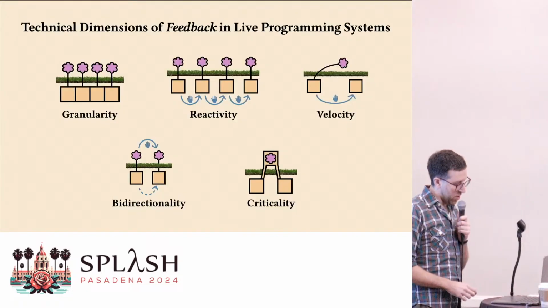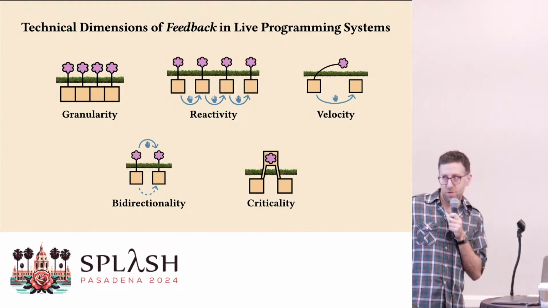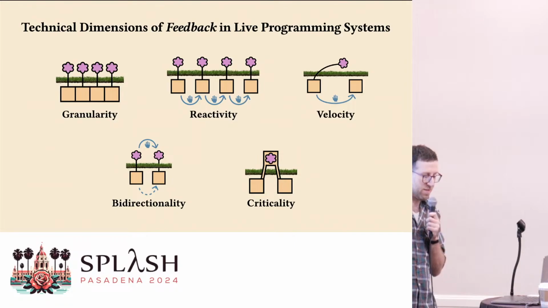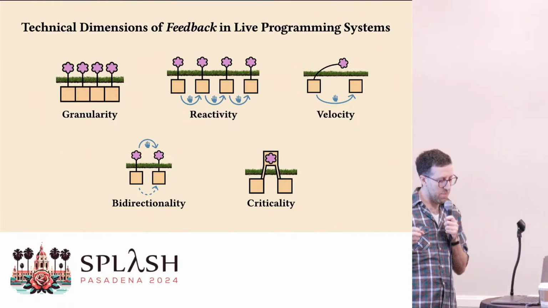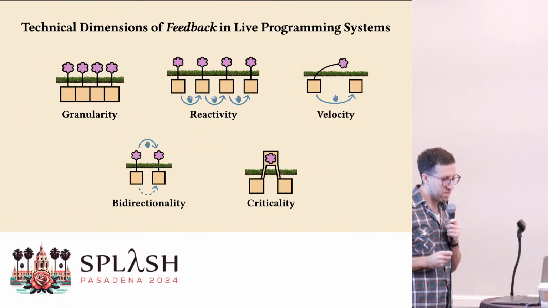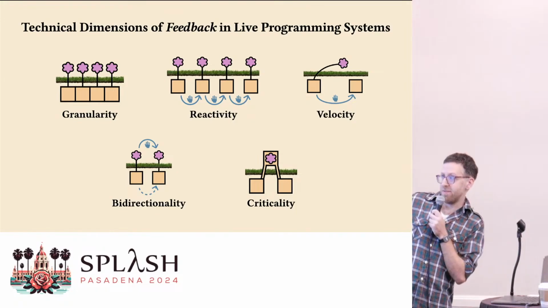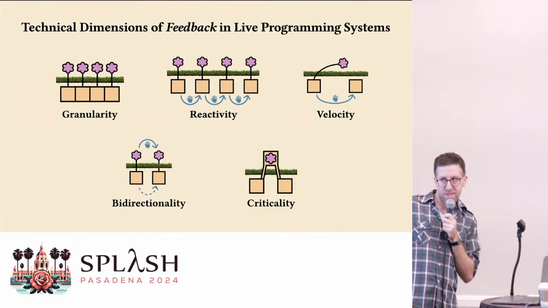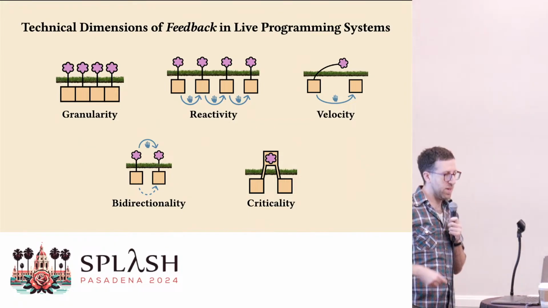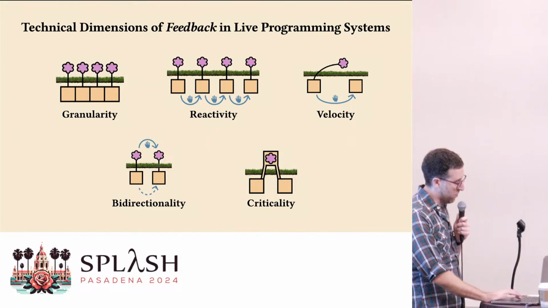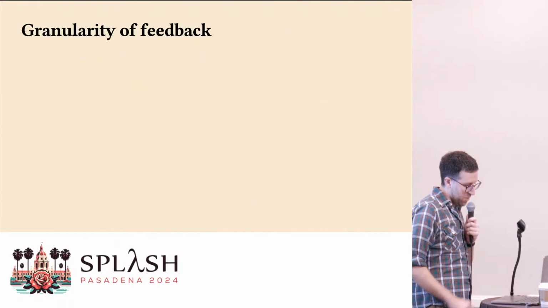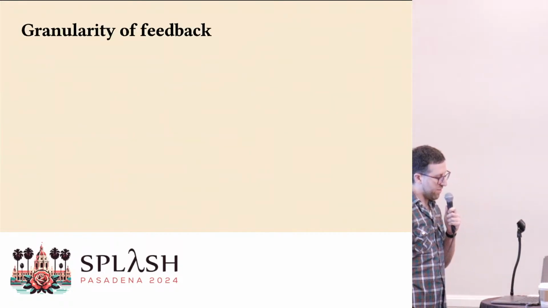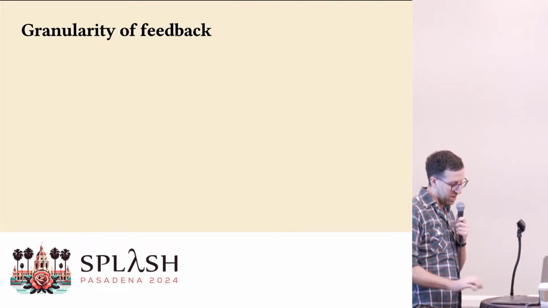But what I'm going to do today is narrow our focus from programming systems at large to the specific topic of feedback in live programming systems. So I have 5 dimensions to talk about today to get the conversation started, but I'm sure I'm missing really important things. So I hope we can keep talking about this today and beyond. So let's jump in and look at the first dimension, which I call granularity of feedback.